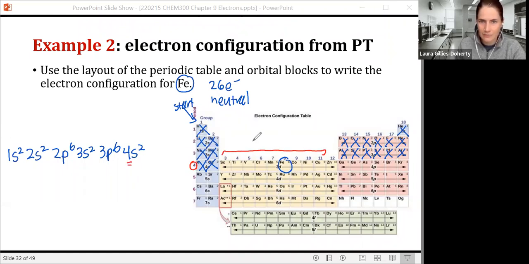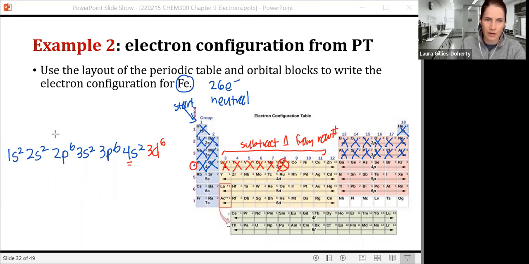But with the D block, you have to subtract 1 from the row number. So this is the 3D block. It says right there 3D. And we're trying to get to iron right here. So we need to add 1, 2, 3, 4, 5, 6 electrons to the 3D block. And that's it. You've just written the electron configuration now for iron using the periodic table.